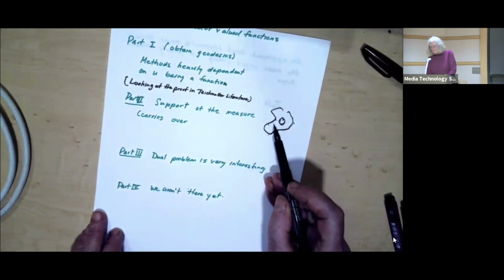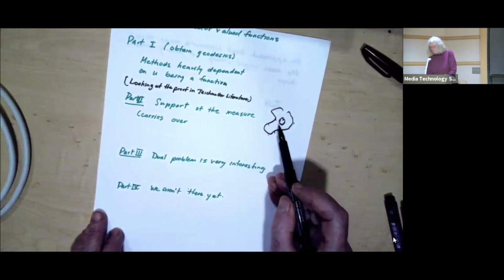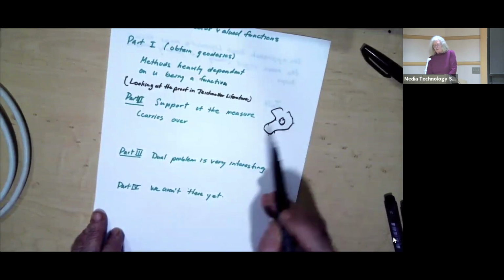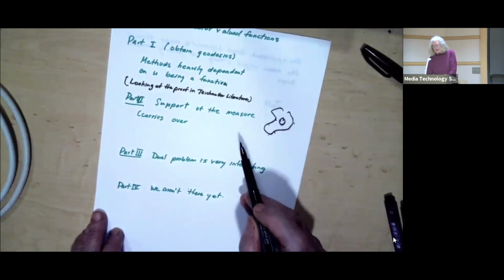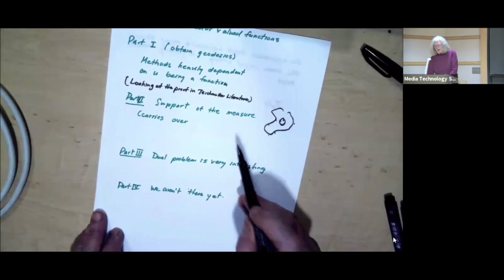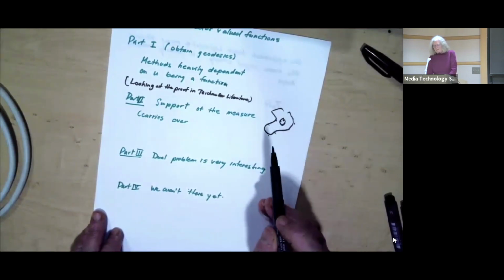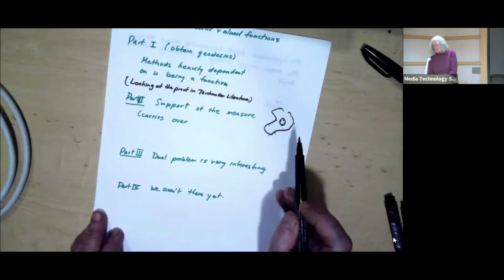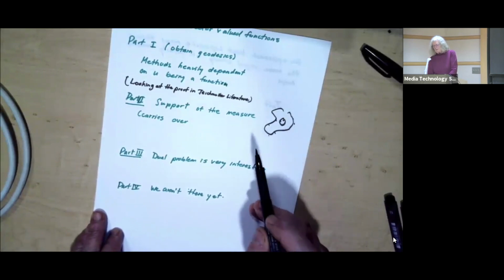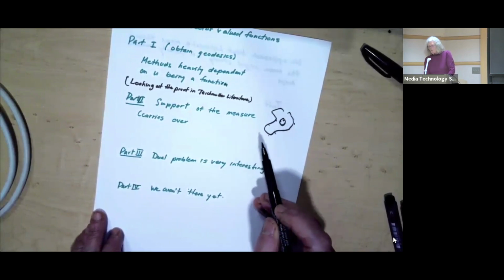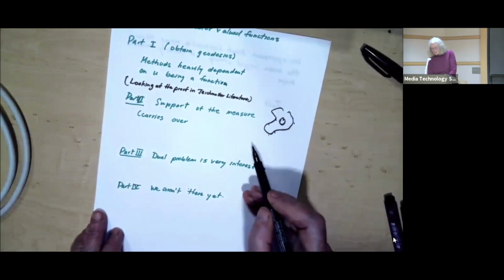You can extend them from, if you're looking at maps from the plane to the plane, there are obstructions to extending it to maps from hyperbolic space to the plane. From hyperbolic to hyperbolic space, if the Lipschitz constant's bigger than 1, you can extend it, but if it's not, you can't. So it's a topological theorem.